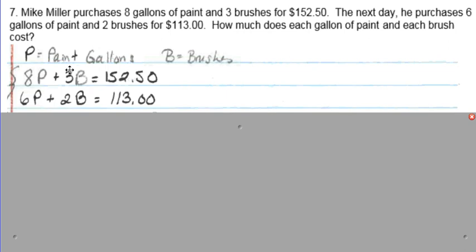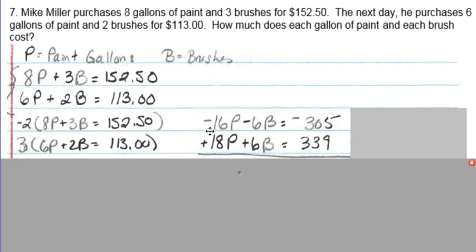So I need the same amount, so a common multiple of 3 and 2 is 6. So I can multiply the first equation by 2 and the second equation by 3, but we need one of them to be negative. So let's make the first equation a negative 2. We'll multiply through on that, and then we'll multiply the second equation by 3. So in doing so, we'd have negative 16p minus 6b equals negative 305. The second equation, 18p plus 6b equals 339.